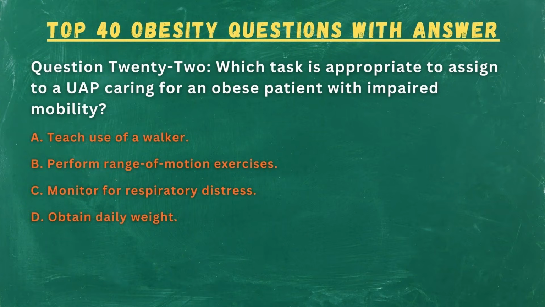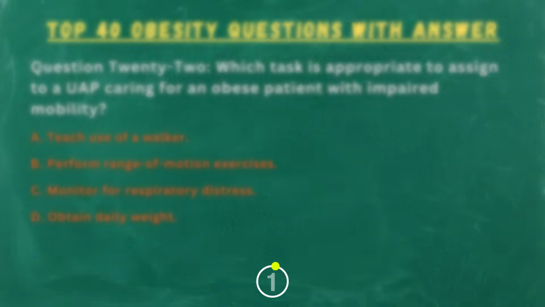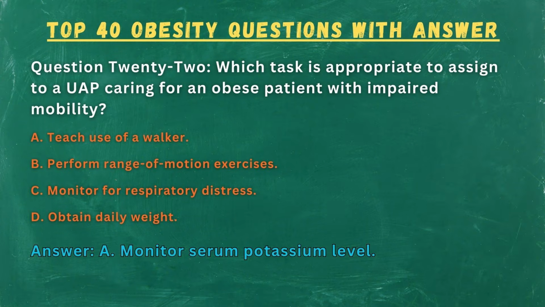Question 22. Which task is appropriate to assign to a UAP caring for an obese patient with impaired mobility? A. Teach use of a walker. B. Perform range of motion exercises. C. Monitor for respiratory distress. D. Obtain daily weight. Answer: D. Obtain daily weight.